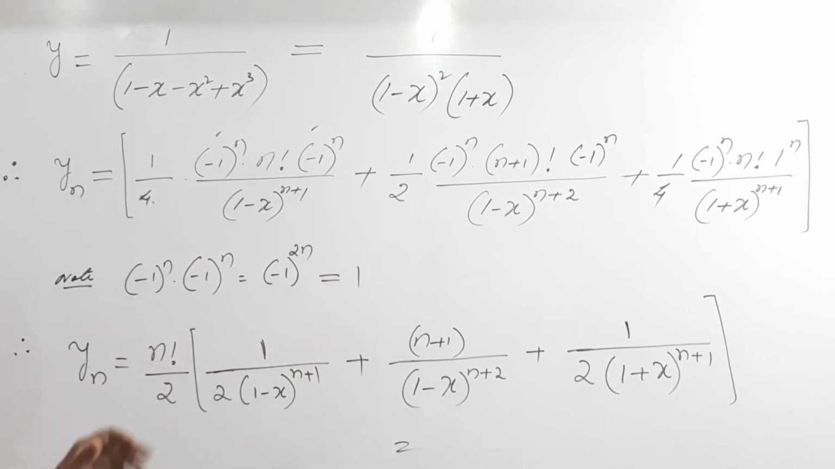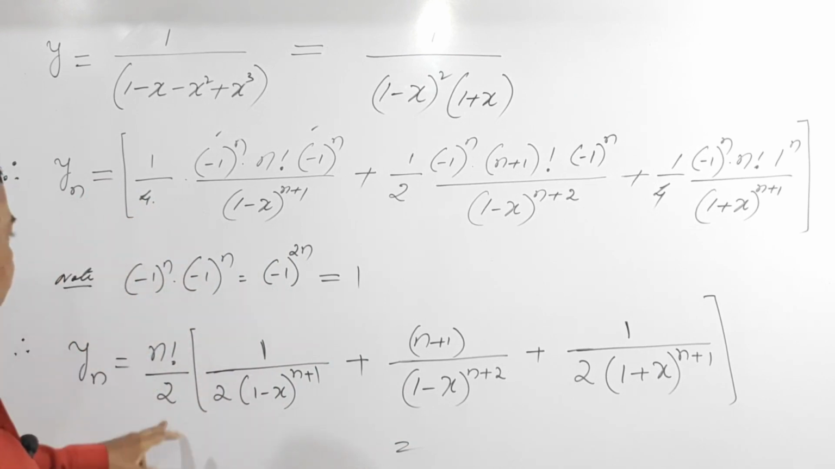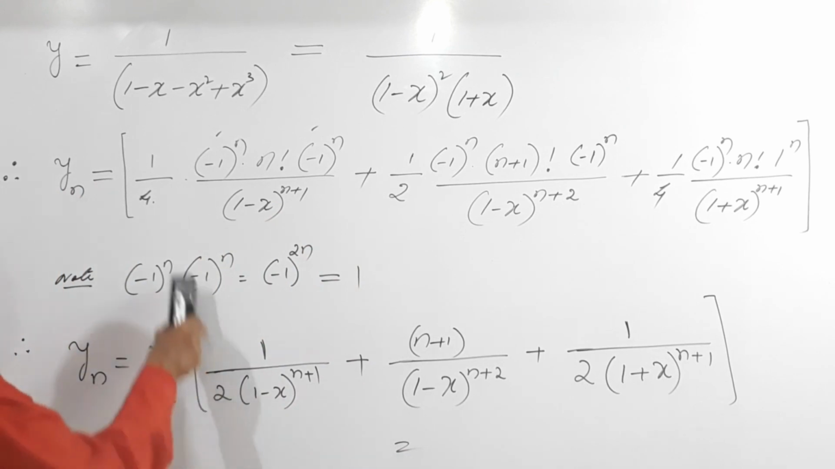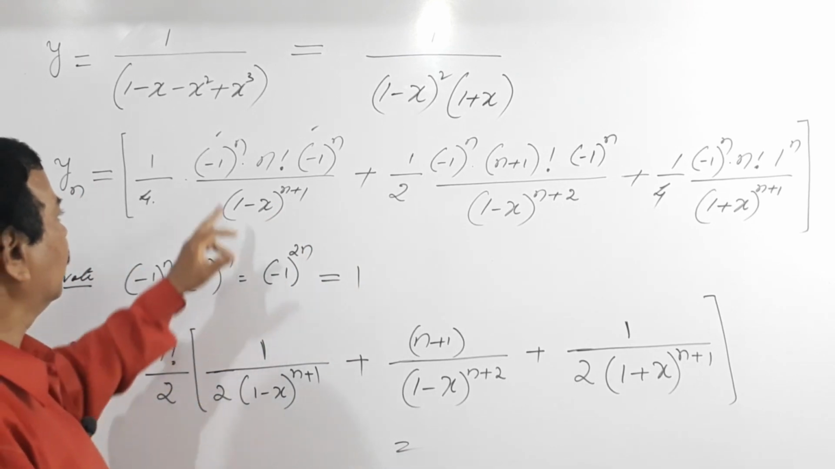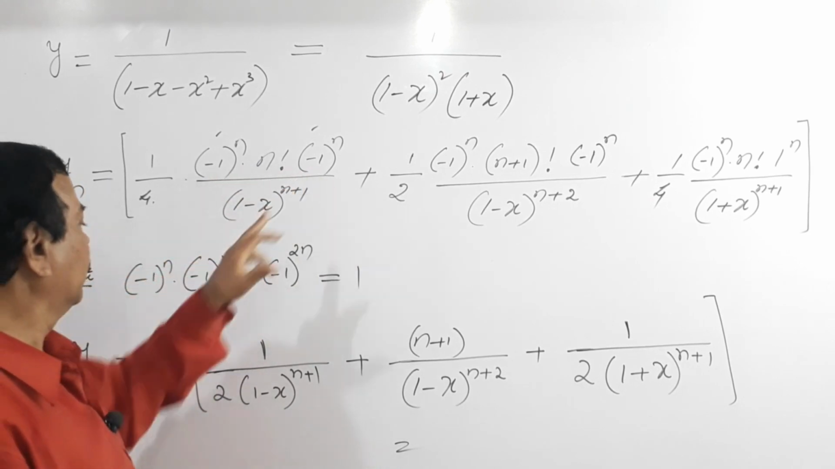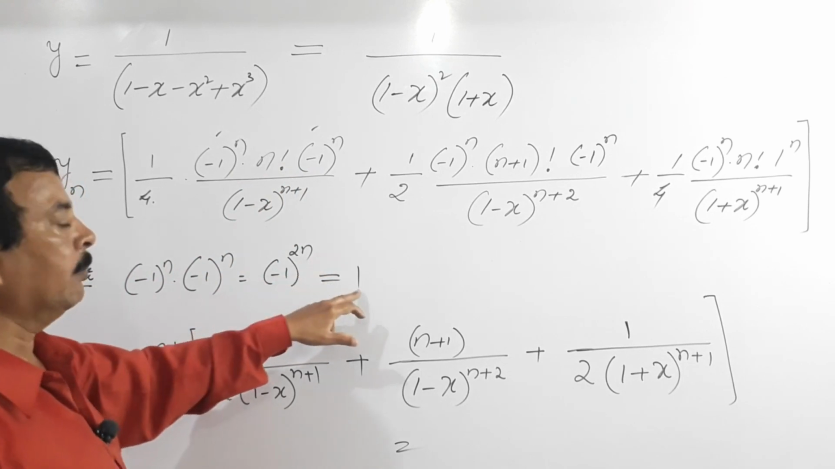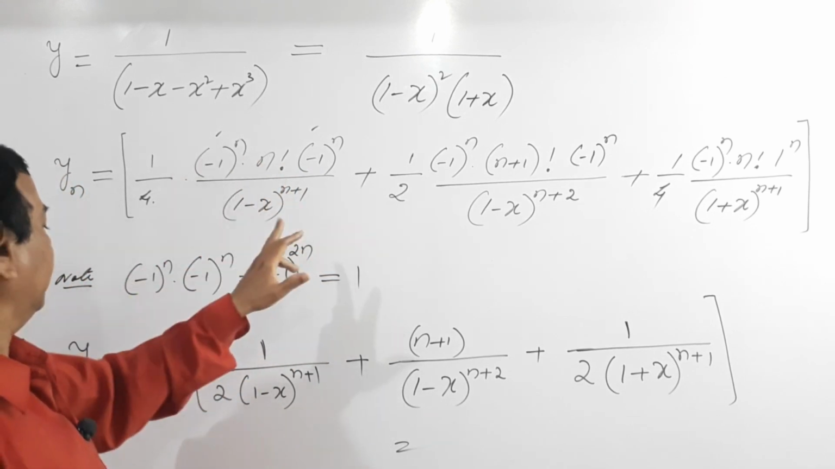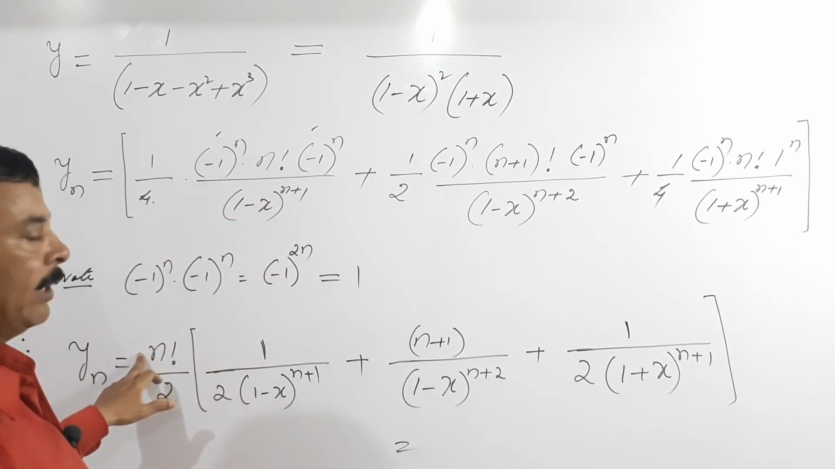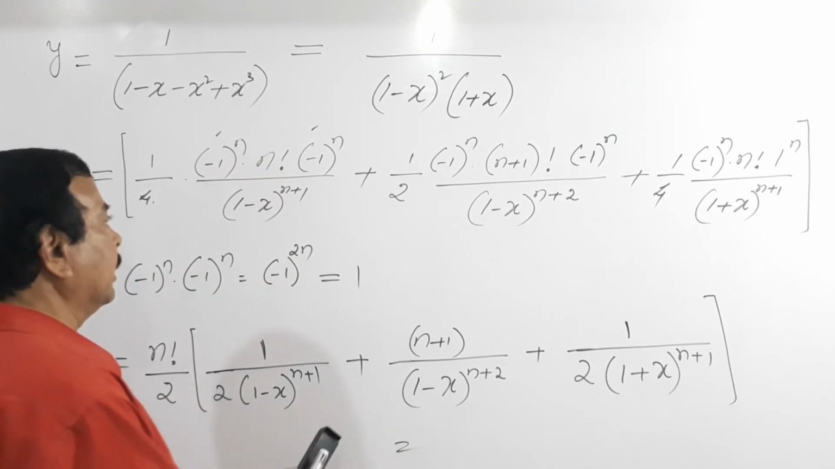I'll explain once again what I've done. I've taken 1 by 2 outside, because if you multiply 2 into 2 it becomes 1 by 4, same thing. So minus 1 I have shown you, minus 1, here also minus 1, minus 1. So minus 1 to the power of n becomes minus 1 to the power of 2n. That is nothing but 1. I have taken 1, so nothing is here. This n factorial I have taken outside, so nothing is there. We have only 1 in the numerator, isn't it?